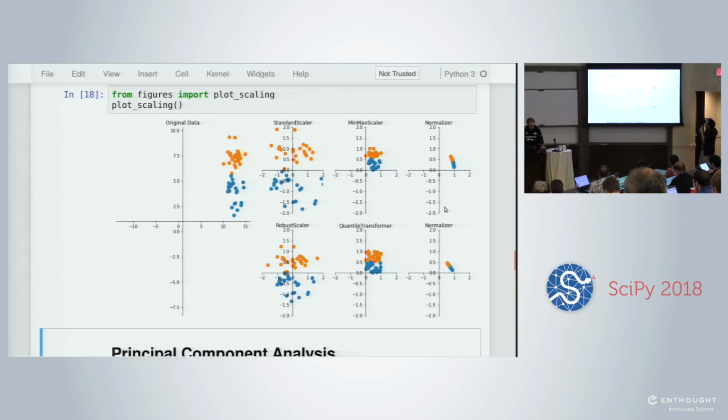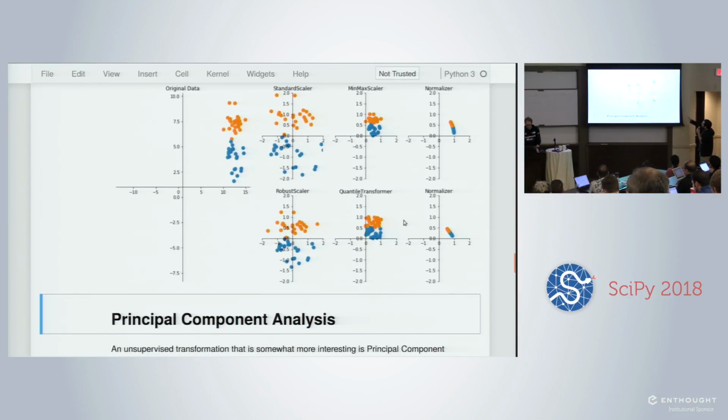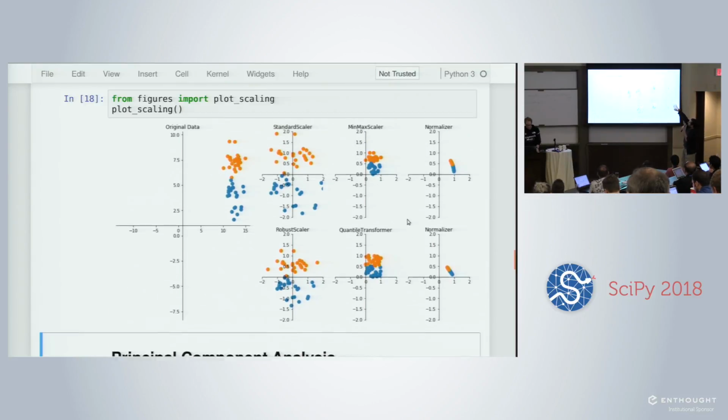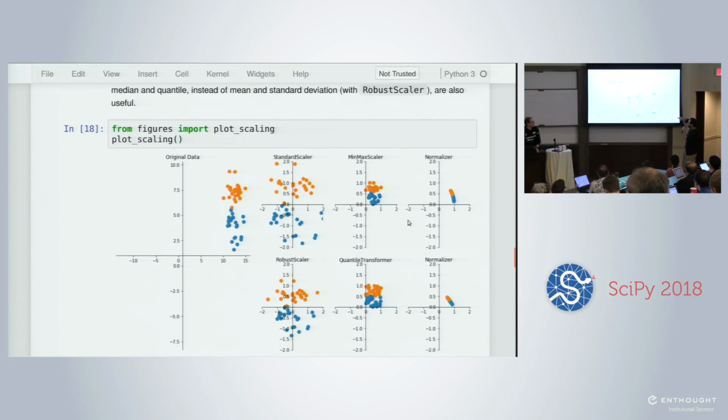Also, for computer vision, it can be useful to normalize by the average pixel value in a single image. So those normalizers are per sample, per line normalization, whereas those are per column normalization. So it's a bit different.